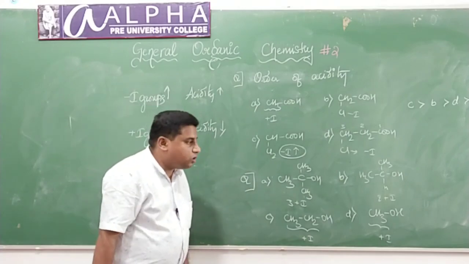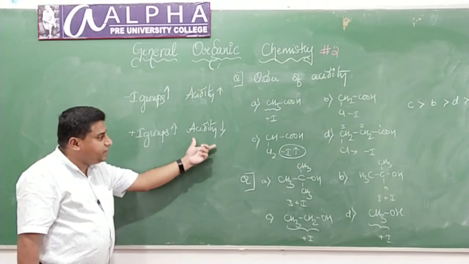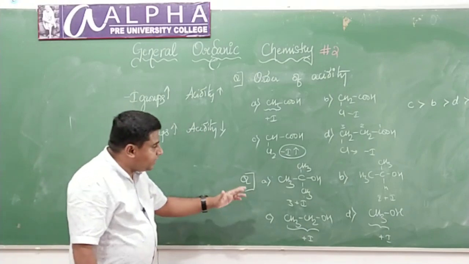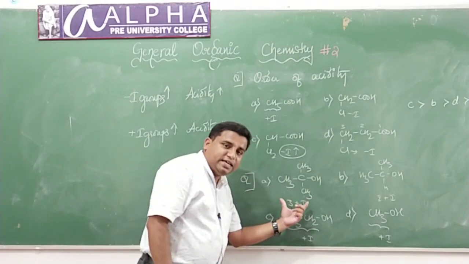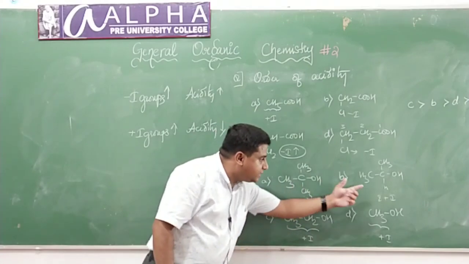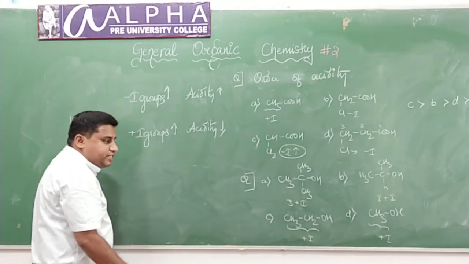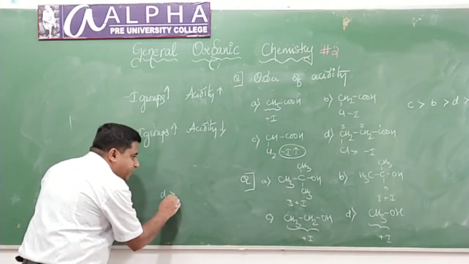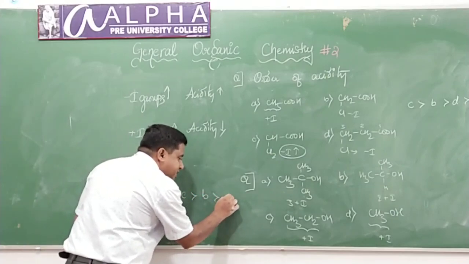I told you, as the positive inductive groups increase, acidity will decrease. So here we have 3 positive inductive groups, that means acidity will be least. Then this, isn't it? So what is the order of acidity? D is more acidic than C, which is more acidic than B, which is more acidic than A.